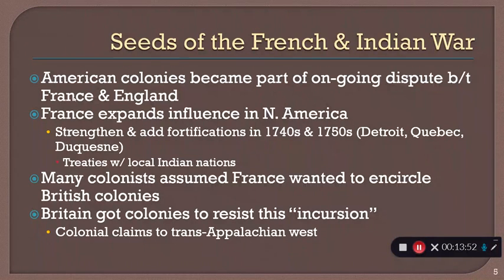By the 1740s and 1750s, France is beginning to flex its muscles in North America. They're beginning to either improve some of their fortifications or add fortifications around the edge of British possessions, especially around the Great Lakes, down the Ohio River Valley, and that kind of thing. They are also strengthening some of the treaties that they have with those local Native American tribes that live in those parts of North America. And taken all together, the colonists start to worry, and the British government starts to worry, that this is evidence of France trying to encircle the British colonies with the ultimate goal of sort of squeezing Britain off of the continent.